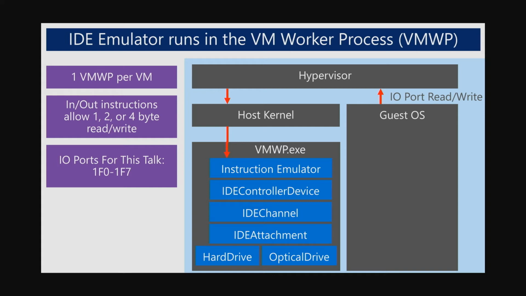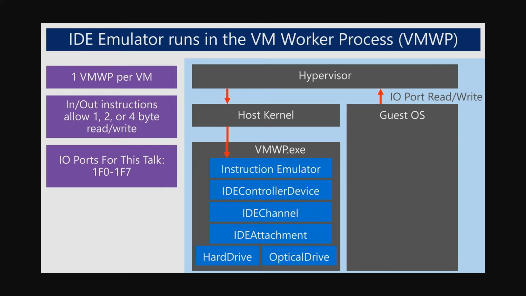What this diagram shows is that when the guest operating system goes and executes an in or out instruction to do an I/O port read or write, that will be intercepted by the hypervisor. The hypervisor will forward that down to the host operating system's kernel, and the host operating system's kernel will forward that down to the VM worker process. Now there's one VM worker process for every virtual machine running on the system.